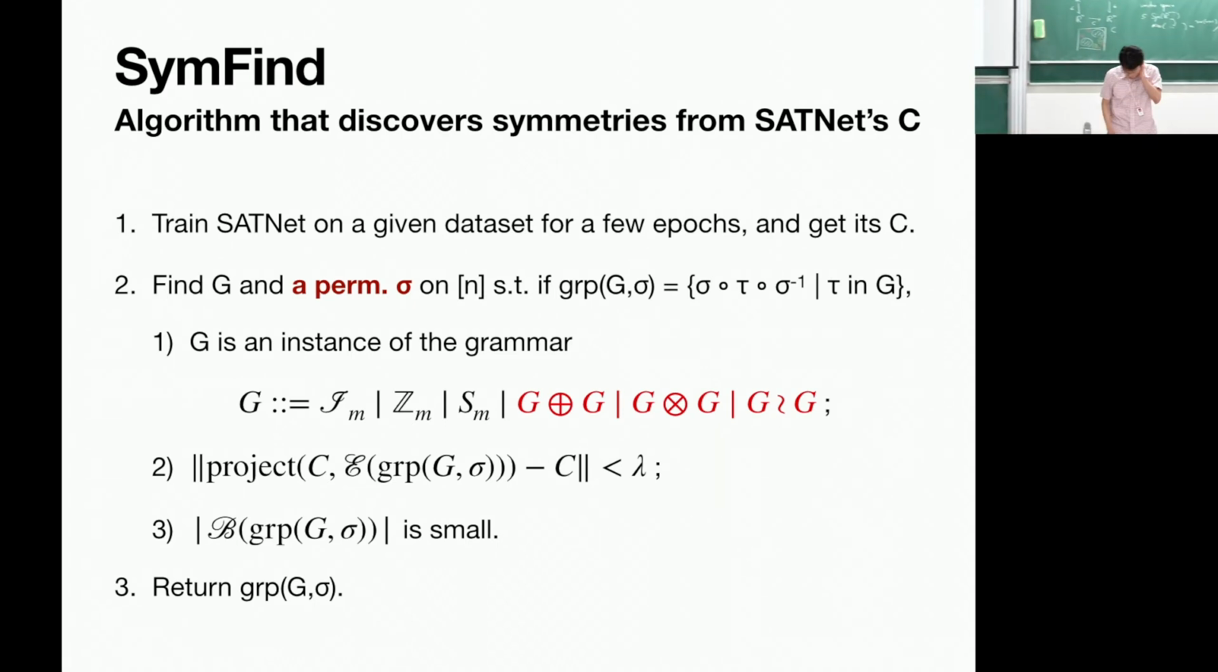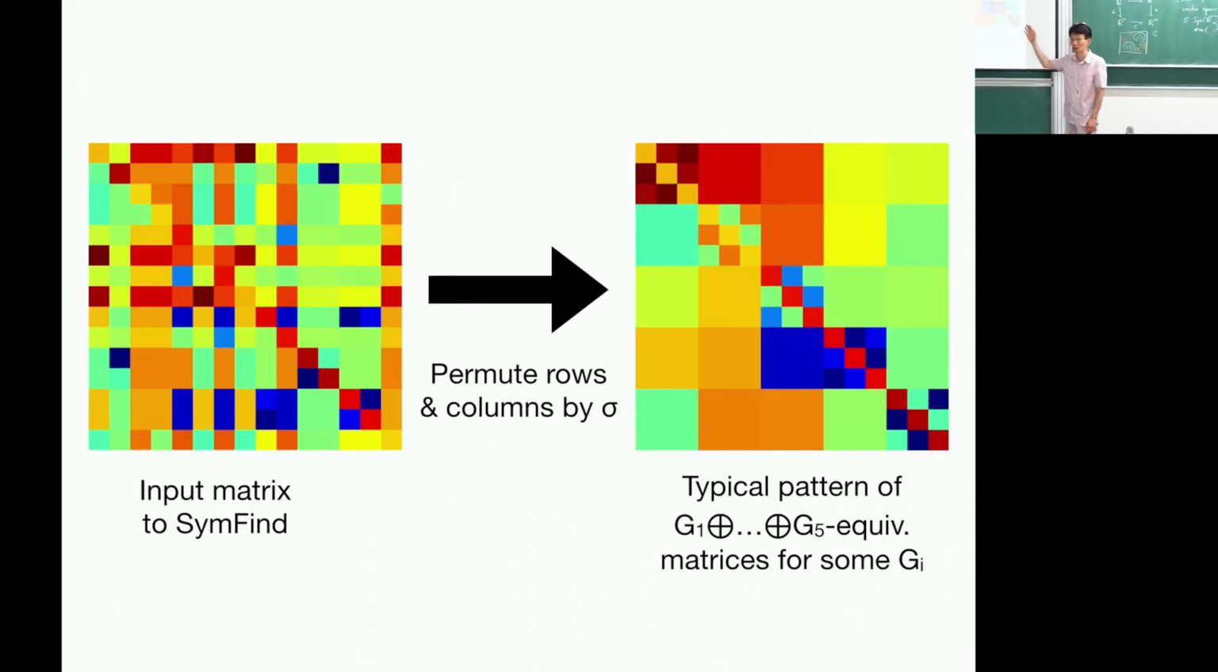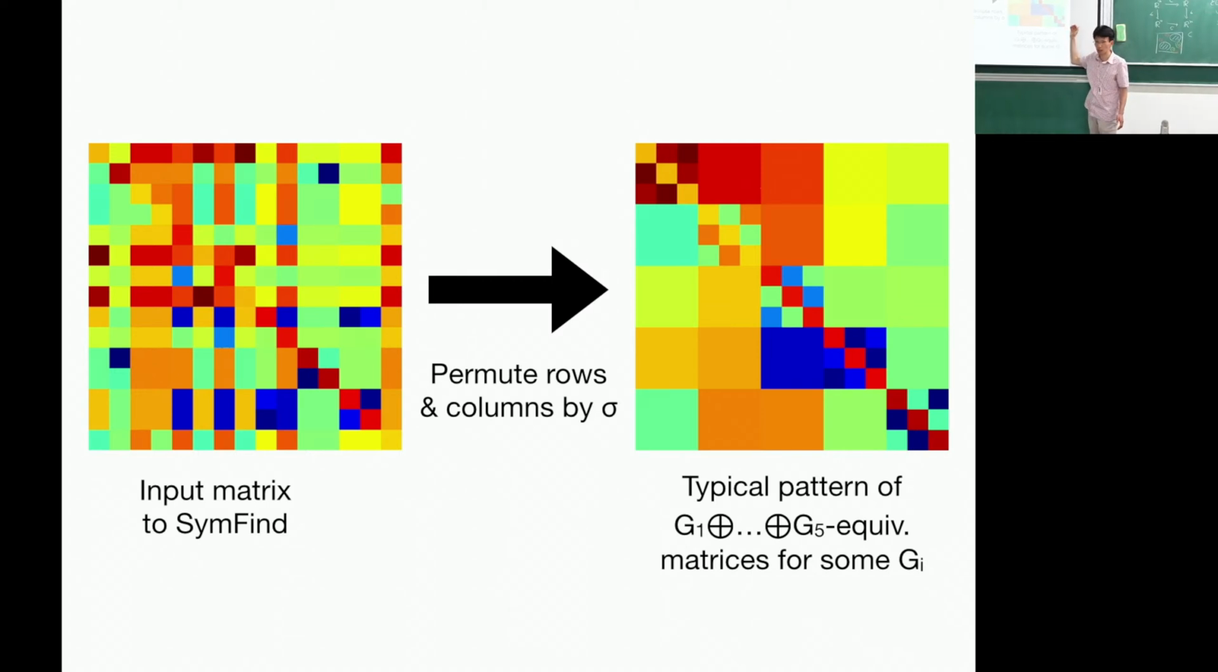So here, I think the best way is to actually show you a picture. Okay, so this is the input matrix of SymFine. Then here's one of the things it does. It tries to rearrange rows and columns by using the same permutation sigma. So you try to find some permutation sigma such that the matrix can be arranged into the form on the left hand side.